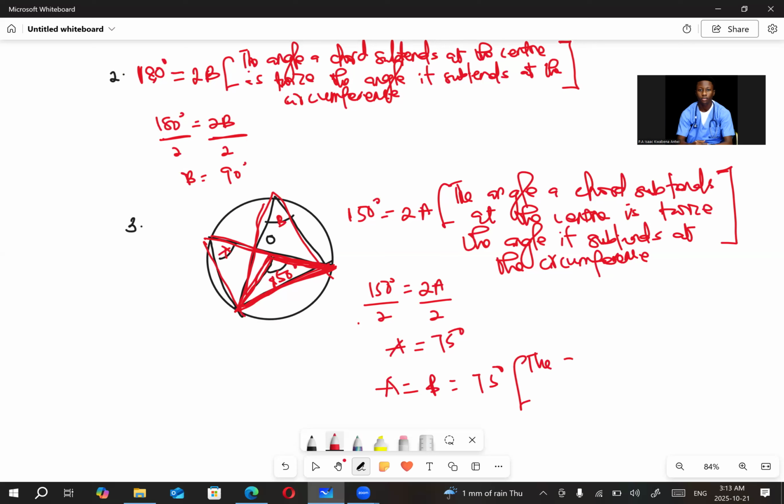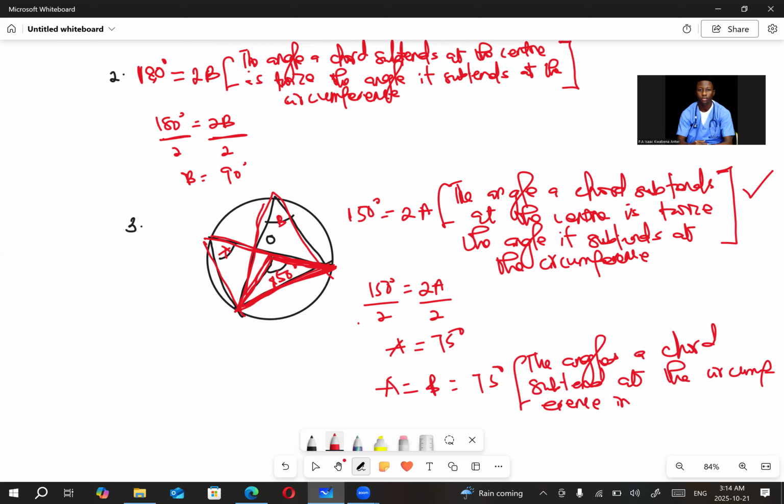It didn't come to your mind, I guess. You use the same approach, property 2, for the B, right? But you can also use this: the angles a chord subtends at the circumference in the same segment are equal, right? So that's it.